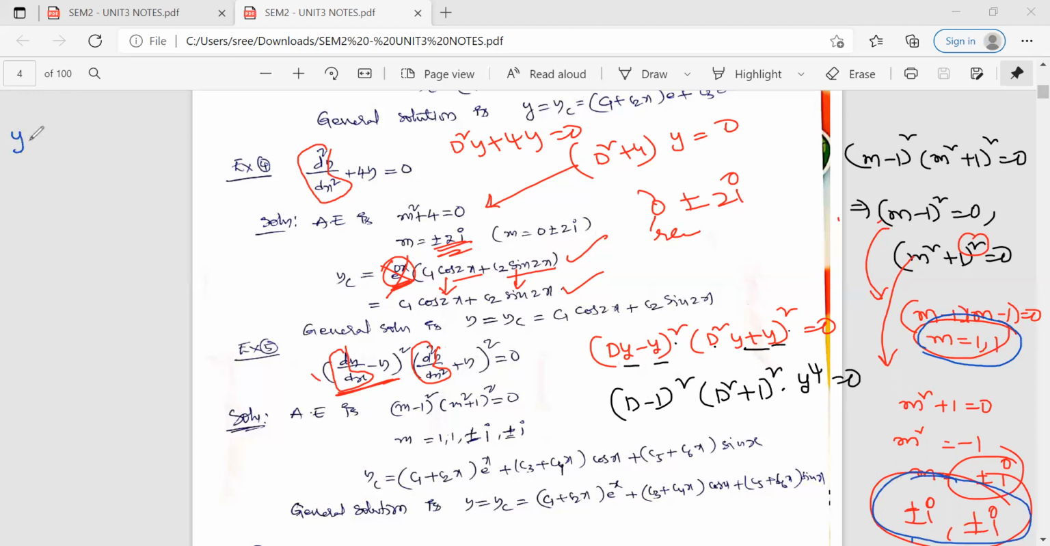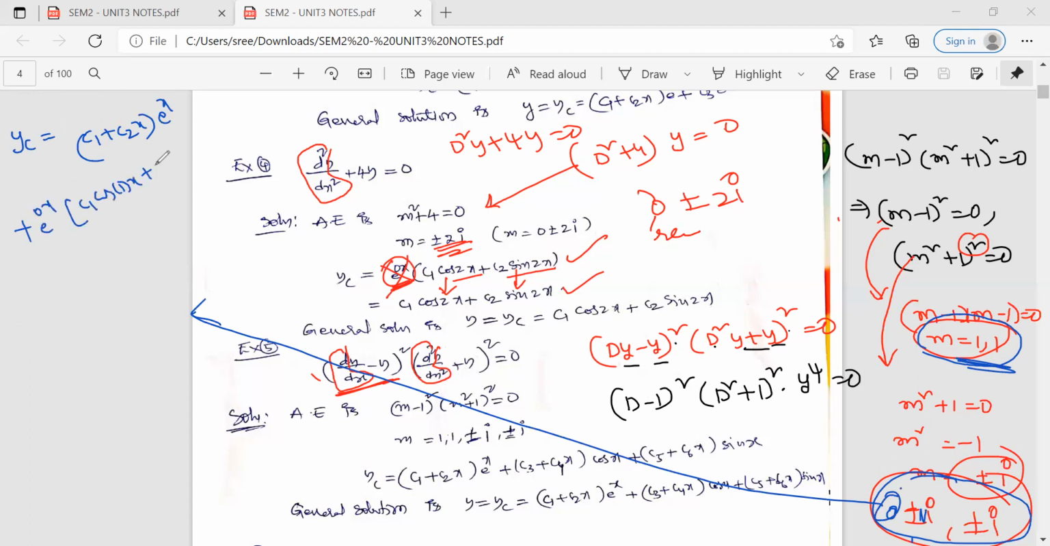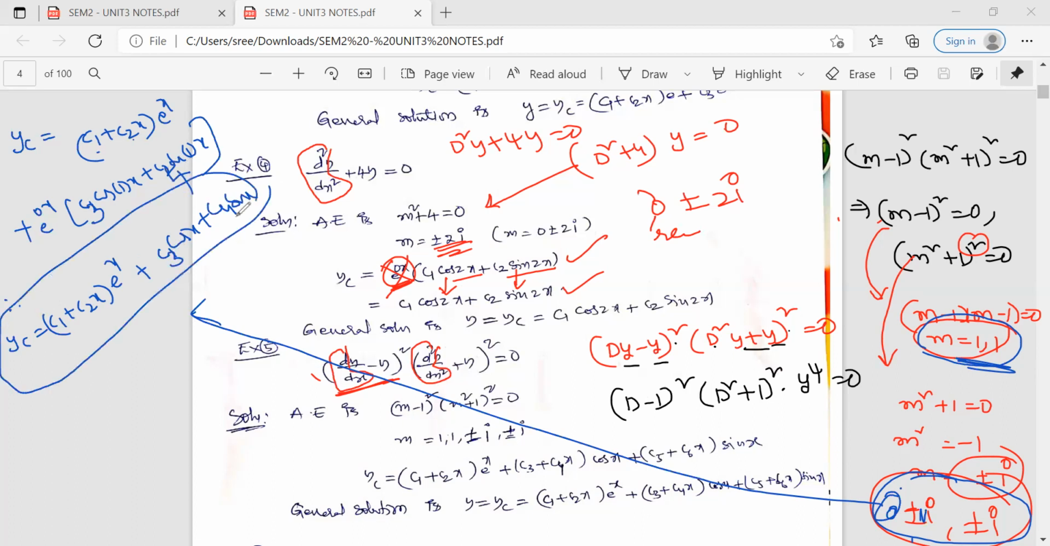Then what is the YC? First I write for 1, 1. That means (C1 plus C2 x) e power 1x, that means e power x. Now I write the YC for the imaginary part. Here the real part is 0 and the imaginary part is 1. So I write e power 0x (C1 cos 1x plus C2 sin 1x). Therefore YC equals (C1 plus C2 x) e power x. E power 0x means 1, so C1 cos x plus, not C1, already I wrote C1, C2, so I write C3 and C4. So C3 cos x plus C4 sin x. This is the YC. Okay.